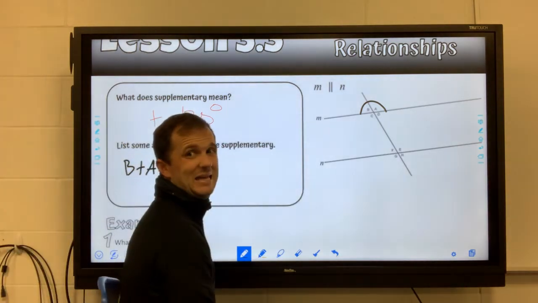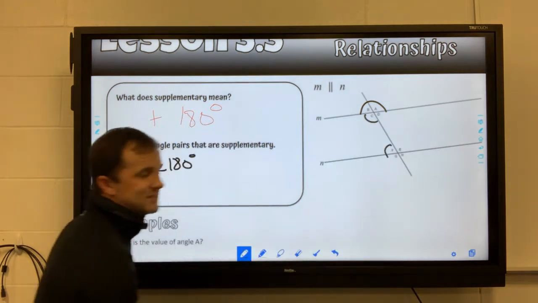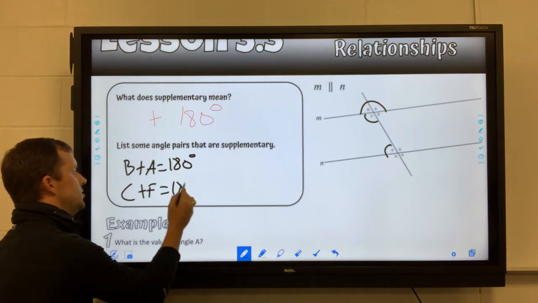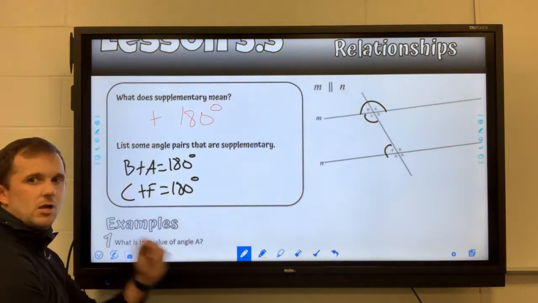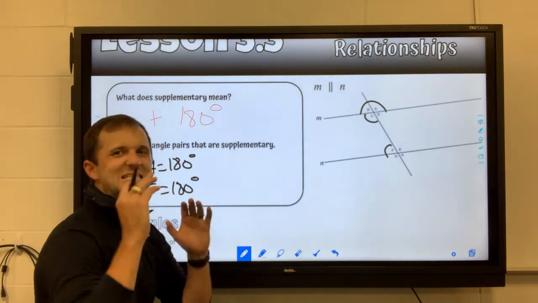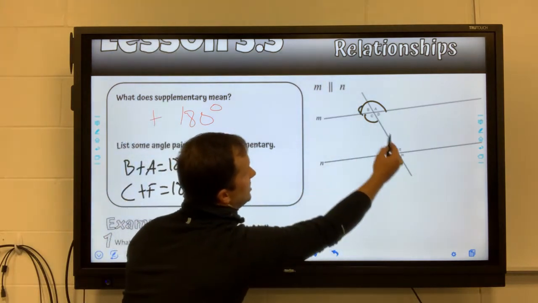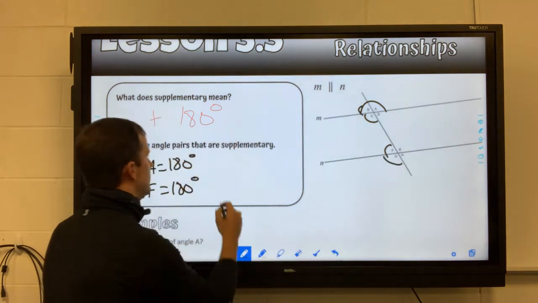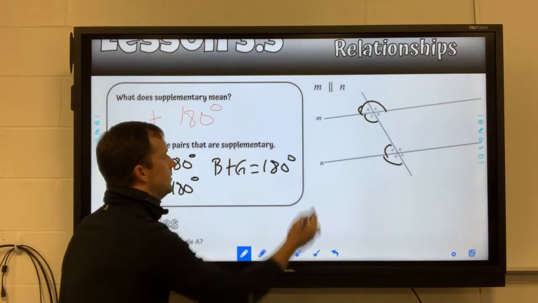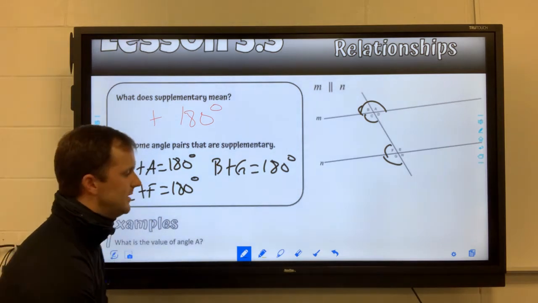Same side interior angles. So C and F are same side interior, so C plus F is going to add up to 180 degrees. And then also same side exterior angles. So B and G here are same side exterior, so B plus G is going to equal 180 degrees. So ladies and gentlemen, remember, supplementary means add up to 180 degrees.